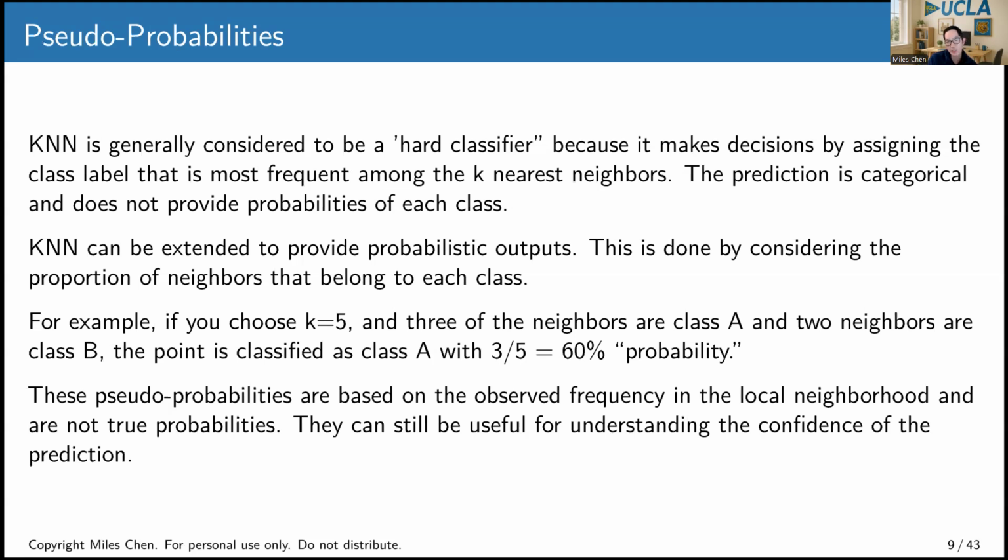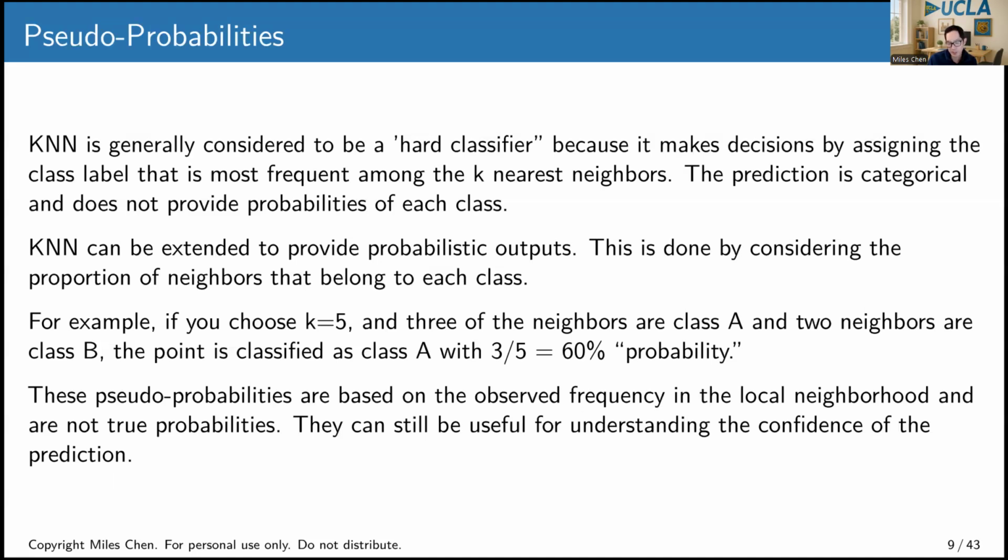But you can extend K nearest neighbors to provide, say, probabilistic outputs. And this is done by saying what proportion of neighbors belong to that class. So for example, if you had K equal to 5 and 3 of the neighbors are class A and 2 of the neighbors are class B, you might say, okay, this is going to be class A with a 3/5 or 60% quote unquote probability. But these are not real probabilities. They're just observed relative frequencies. But they can still be useful as far as understanding how confident we are in the prediction.